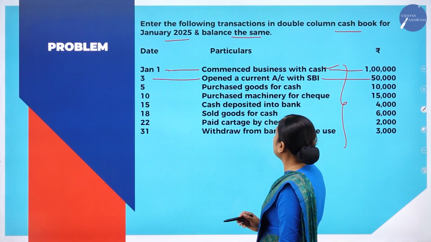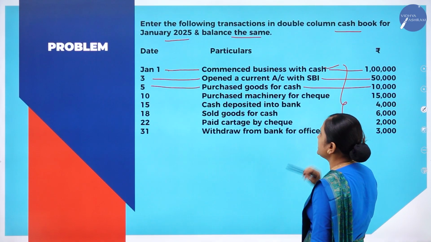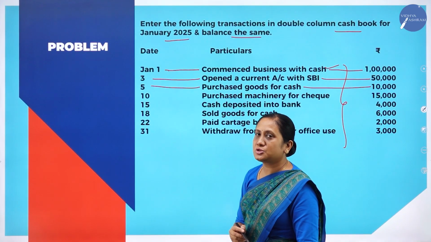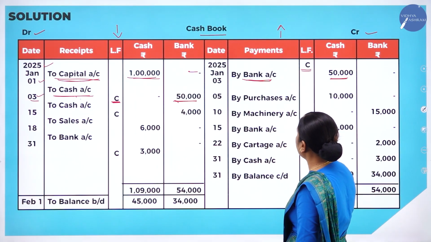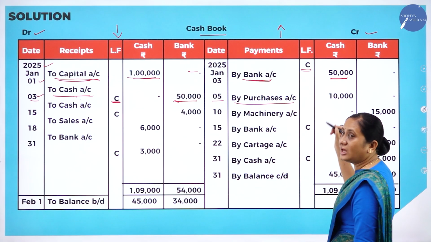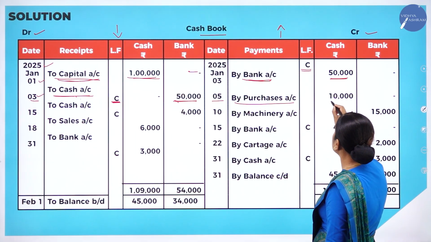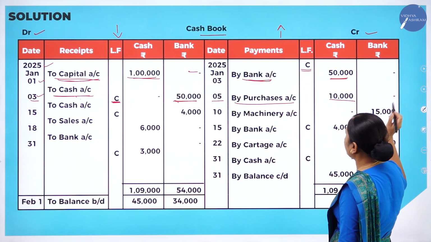Next. See here. Jan 5, purchased goods for cash rupees 10,000. Purchased goods for cash means what? It is a payment, right? We will enter it on the credit side. Jan 5, by purchases account, we are paying in the form of cash, right? So 10,000. By purchases account, 10,000.